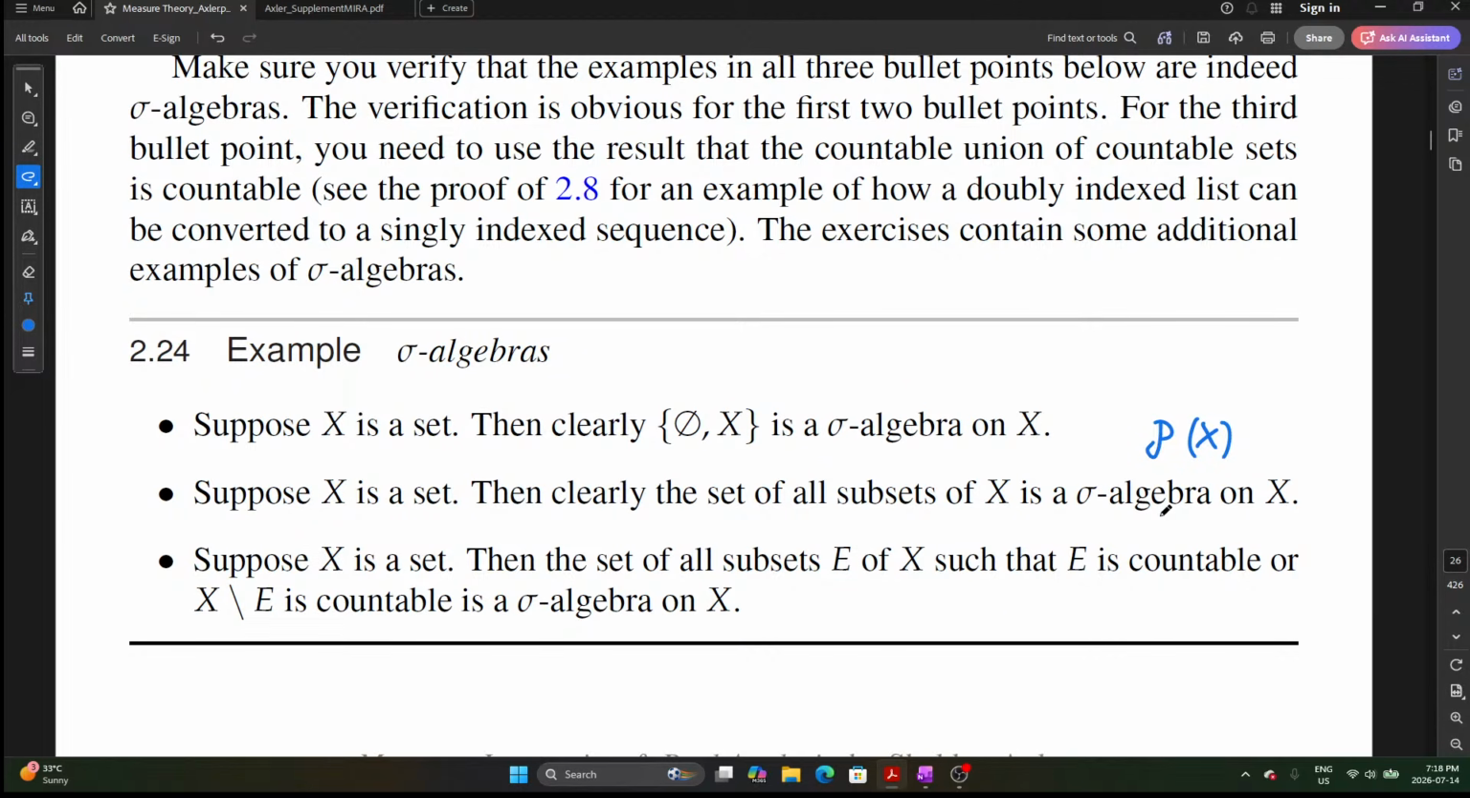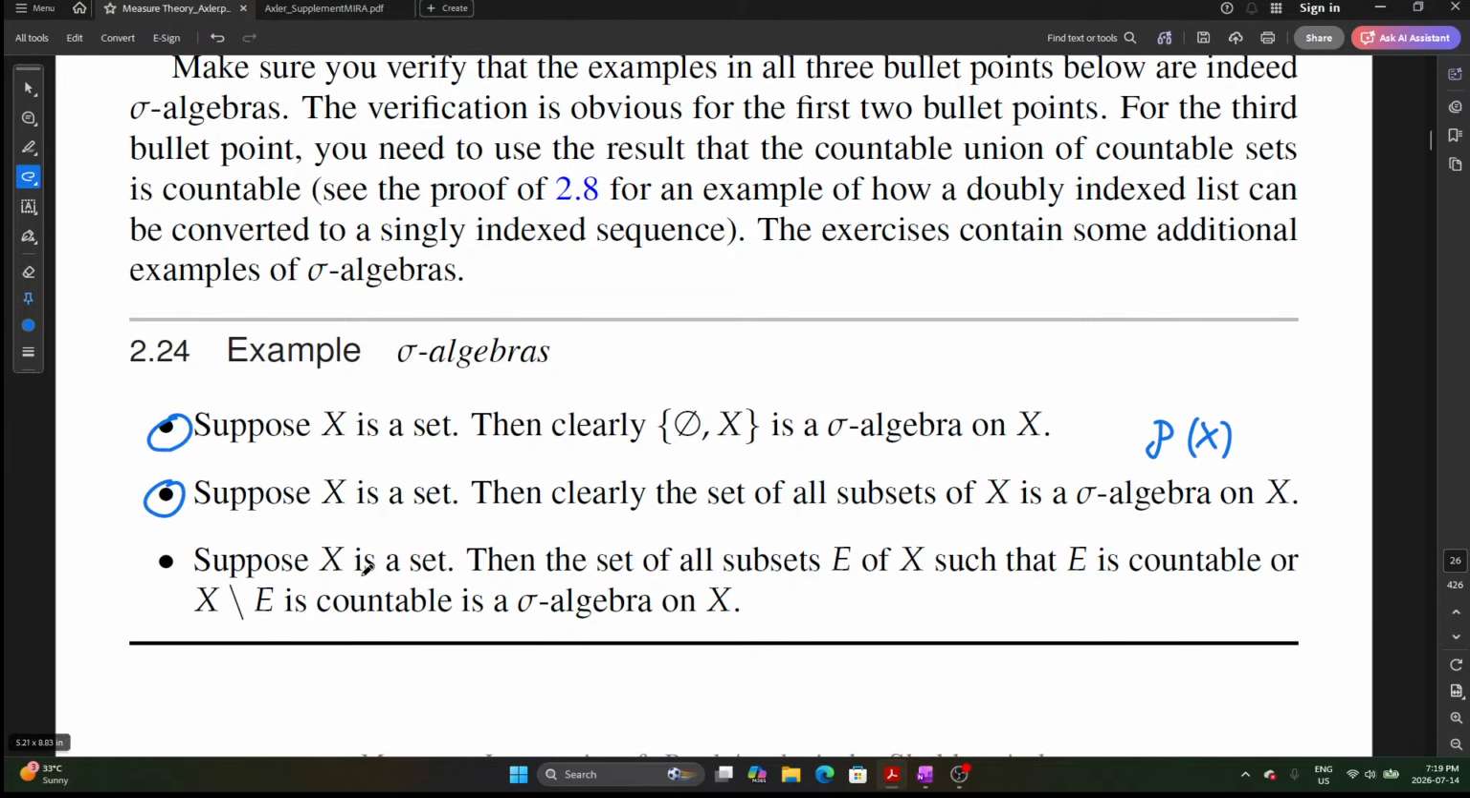The last one is a little bit more interesting, because typically the interesting sigma algebras are between the smallest and the largest. Typically speaking, we want to study sigma algebras that are somewhere in the middle. We don't want all the subsets, and we don't want just two. Usually interesting stuff happens in the middle. So the third one is one that is in the middle.